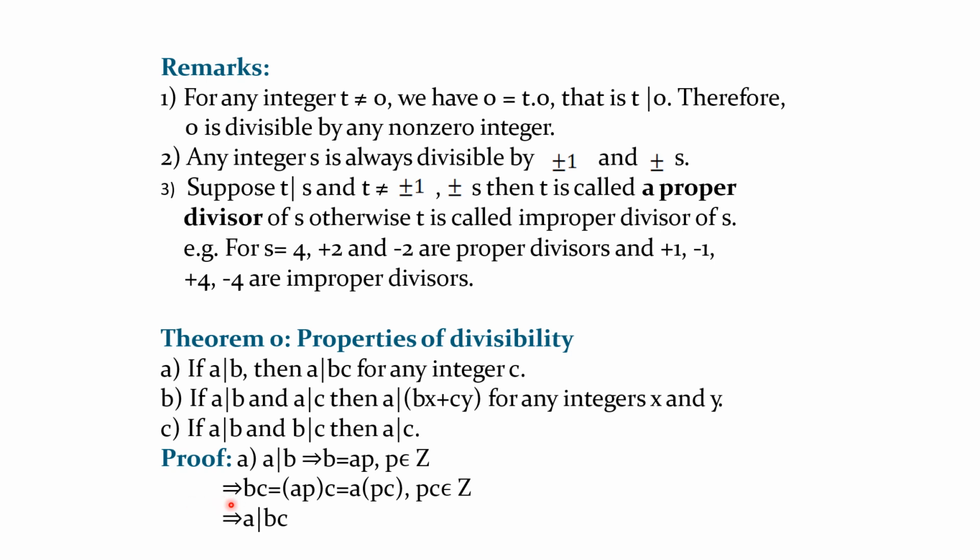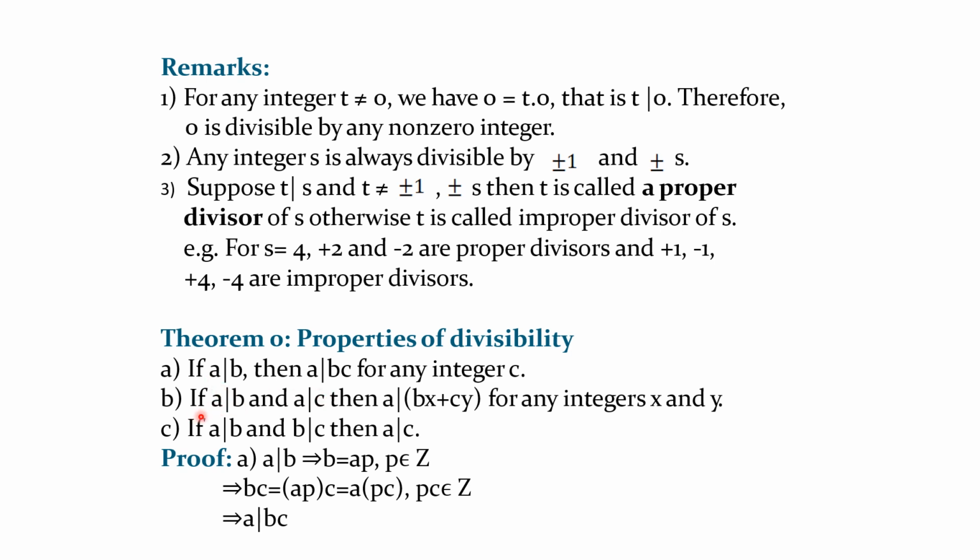Now by associativity of integers in multiplication, this is a multiplied by pc, where p into c is an integer because p and c both are integers. So finally we got bc equal to a multiplied by some integer. So by using definition of divisibility we can write a divides bc. So if a divides b, then a divides bc for any integer c.